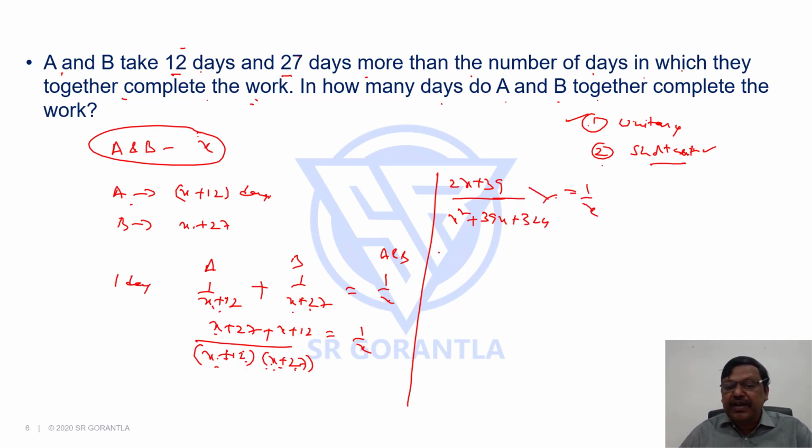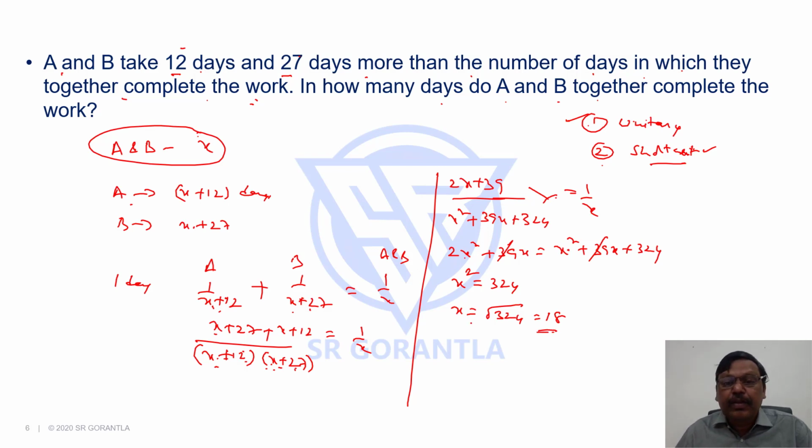If I cross multiply, 2X square plus 39X equals X square plus 39X plus 324. 39X gets cancelled. X square comes this side, 2X square minus X square. X square is 324, or X equals square root of 324, which is 18. So our answer is 18. A and B together take how many days, means it is 18 days.